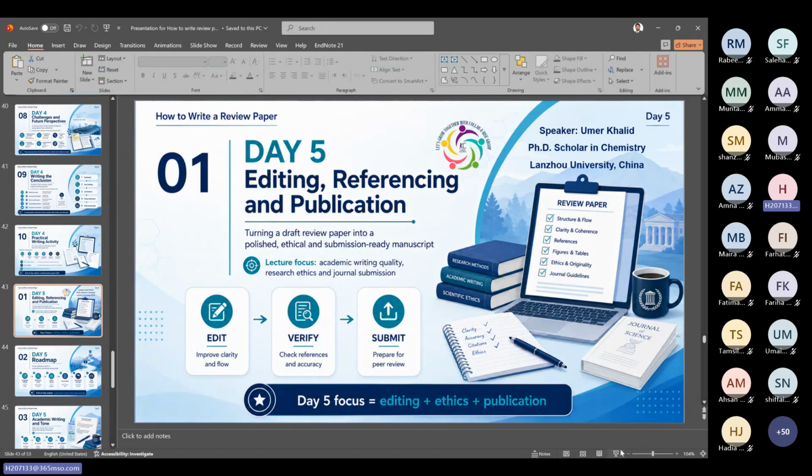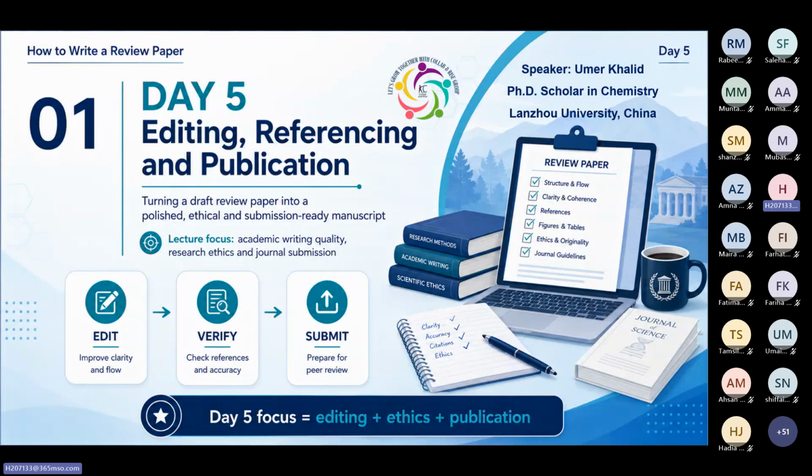So this is our last lecture about how to write a review paper, day 5. Here we will discuss the editing, referencing, and publications, like taking the draft of a paper to a complete, publishable review paper, making it clear for readers, editors and reviewers, verifying the references and the data that have been included, and submitting to a journal for peer review.